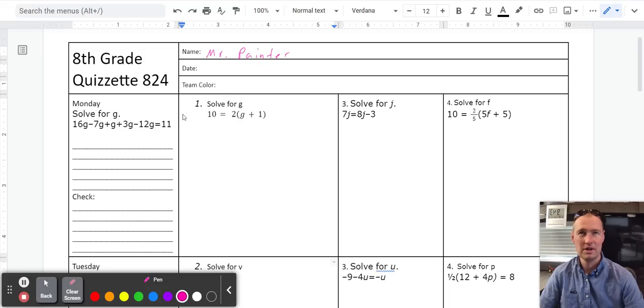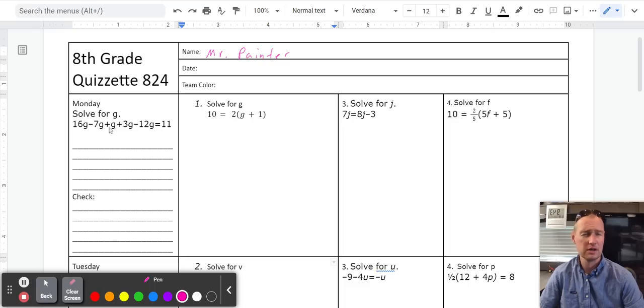All right, let's go ahead and start. We're on Monday. Solve for G. 16G minus 7G plus G. Ooh, that's kind of weird. What happens when we get G by itself? Try to think. Well, how many G's is that?